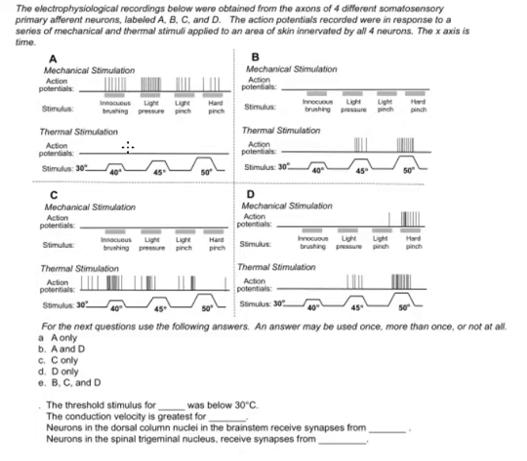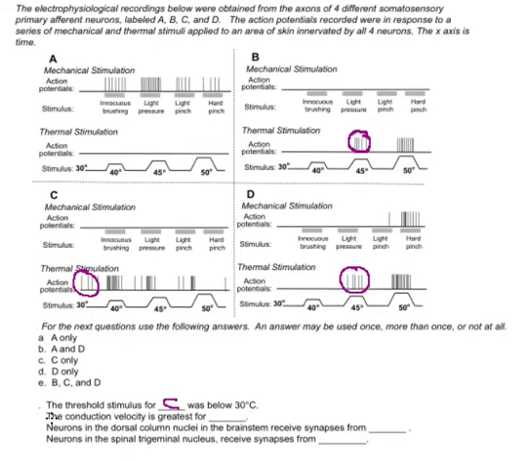So in A, we don't see any action potentials at all due to thermal stimulation. B, we see the first one at around 45. Looks like the same thing for D. And then C, we have action potentials beginning at 30 degrees, which is exactly what we were hoping for. So that means the answer for this one would be neuron C.